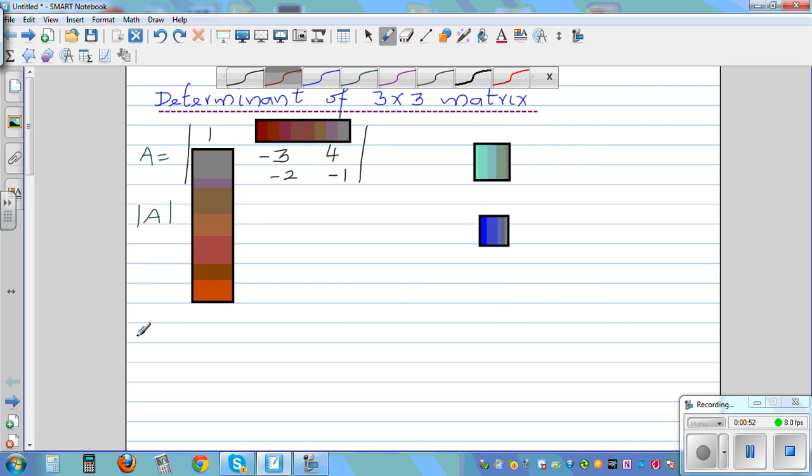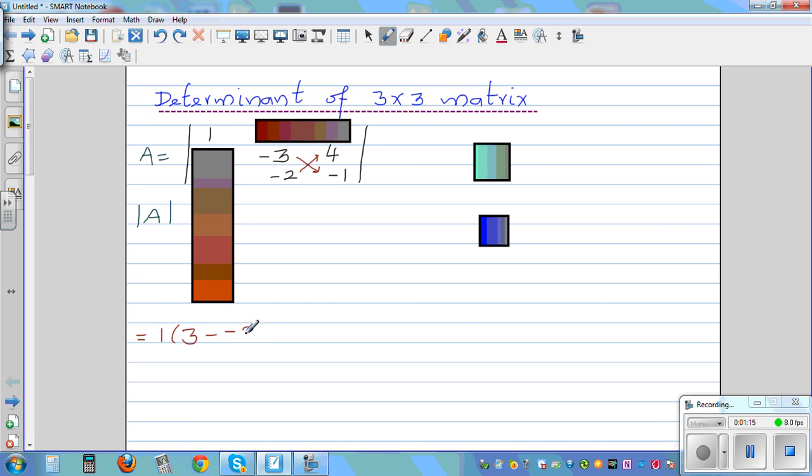So this is equal to 1 times the determinant of this. So this take away this, the product of this take away this. So negative 3 times negative 3 times negative 1 is 3, take away negative 8. So this is the first multiplication. Okay, so let me take this away.